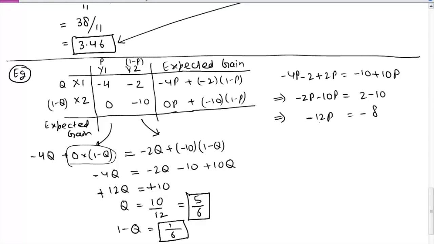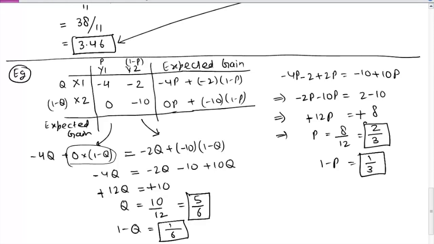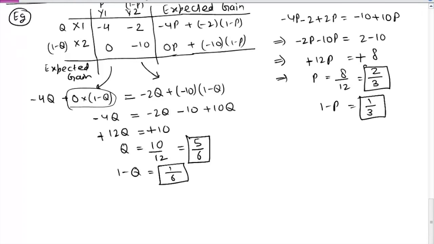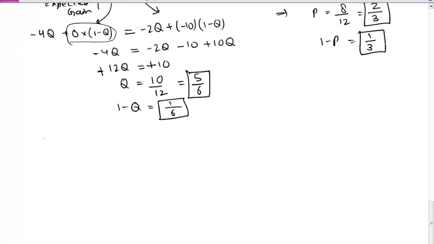But because both are negative, we can make it positive. So we get p equals 8 by 12, or 4 times 2 is 8 and 4 times 3 is 12, so 2 by 3. 1 minus p is going to be 1 by 3. So based on the two, we can calculate expected values.